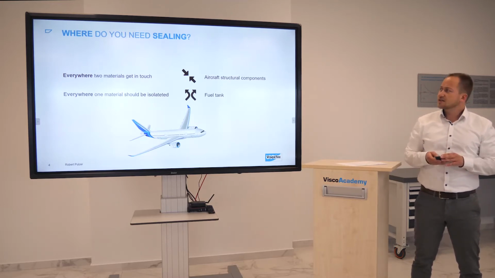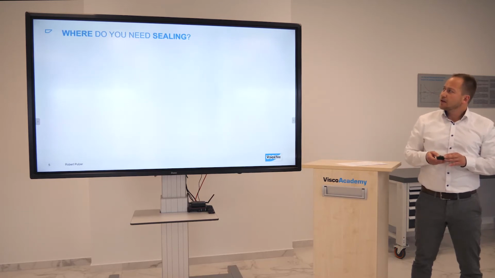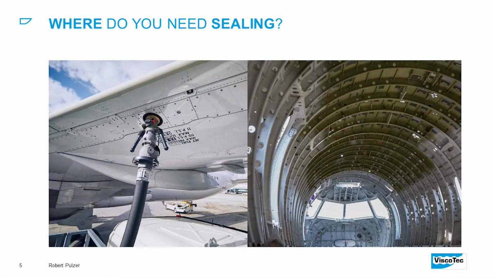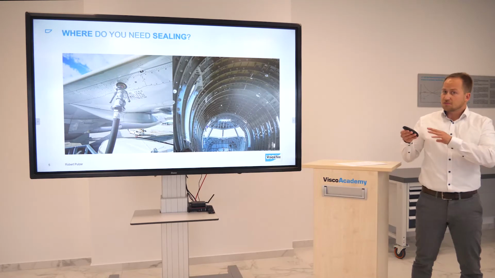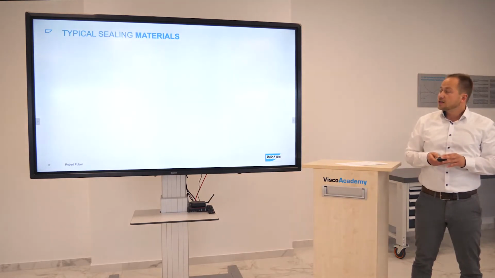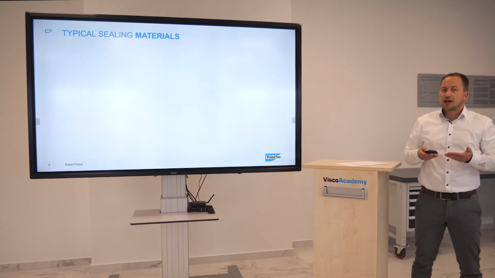But I think it makes sense to show you a picture that you get a better understanding for this. So the fuel tank on the left side and the aircraft structure on the right side. There you see there are really many rivets which need a coating. This coating is called cap sealing. And there are many places, many connections where two materials are connected. And between this connection you have to bring sealing inside. So this is the place where you need sealing, but sealing materials, what is this?